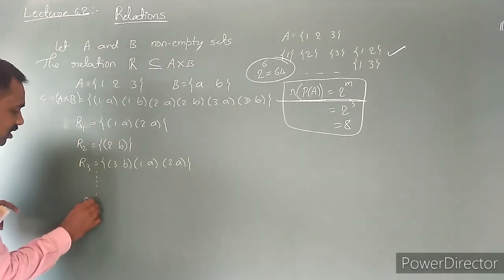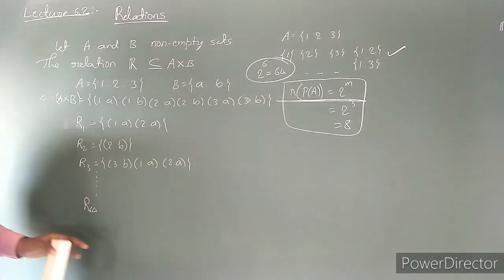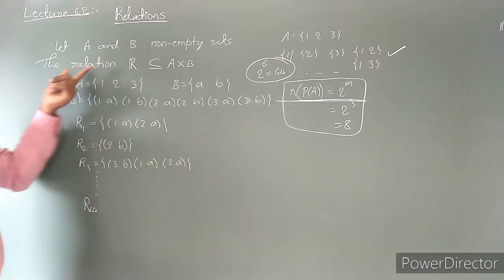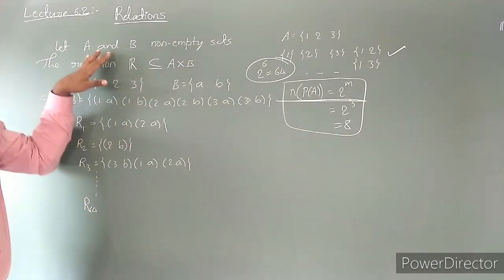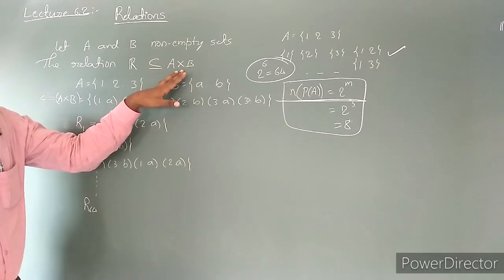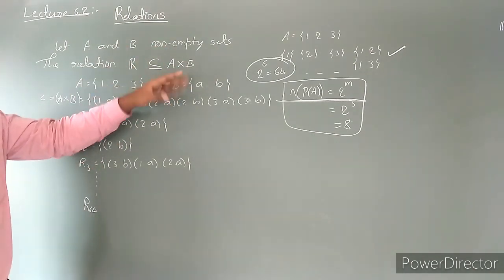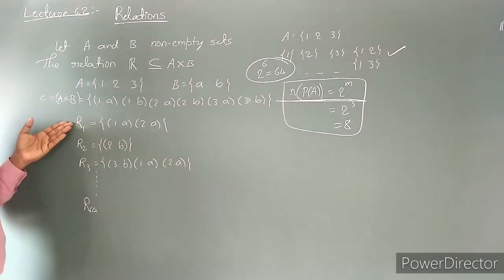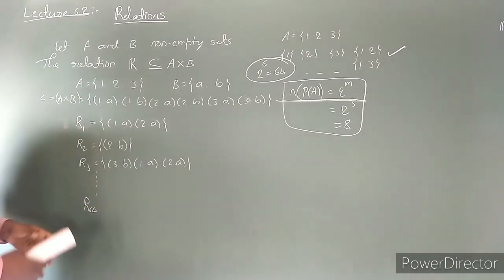There are 64 subsets we can write. So these are all said to be a relation. What is the relation? A and B are two non-empty sets. Then the relation R is a subset of the Cartesian product. Two non-empty sets are there. Get the Cartesian product. Whatever subsets are there of this Cartesian product, all those are relations. Or any one of the values. This is a relation, this is a relation, this is a relation. Like that, it is a relation.